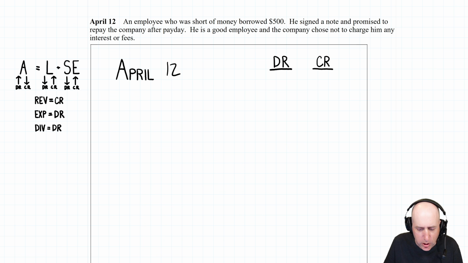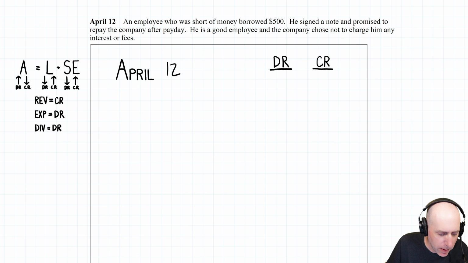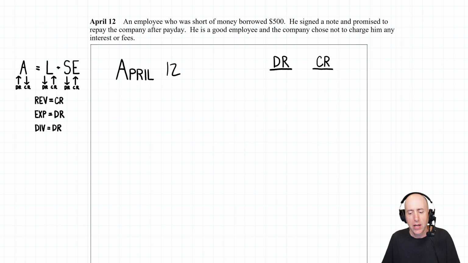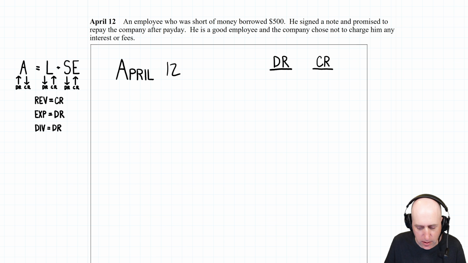An employee who was short on money borrowed $500. He signed a note and promised to repay the company after payday. He's a good employee, and the company chose not to charge him any interest or fees. Well, this is interesting, sort of a paragraph where our previous journal entries had just been sentences.